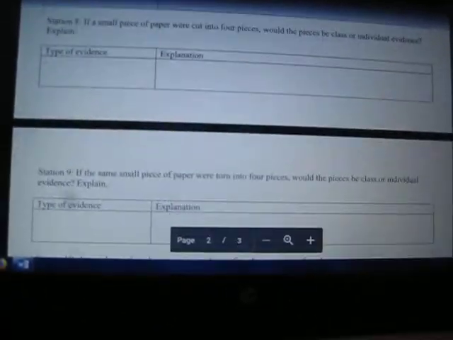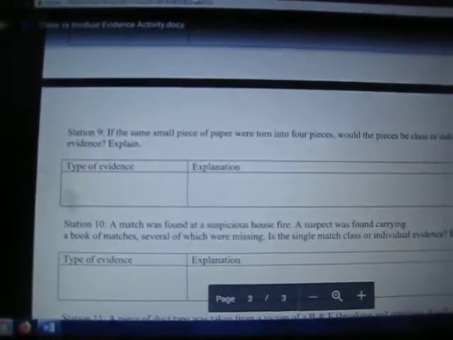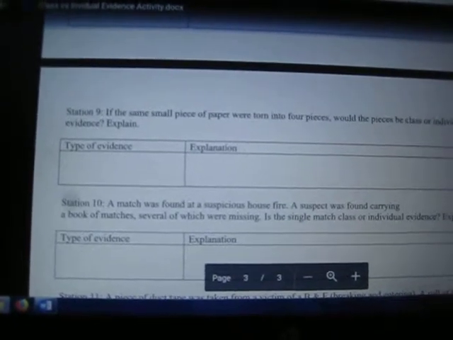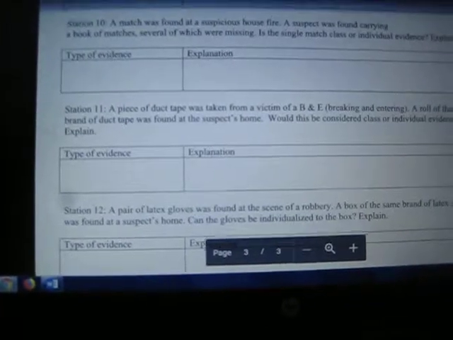If for some reason there's something missing, like it says, oh, if a small piece of paper were torn into 4 pieces, if you can't find that, then shoot me an email and I can try and figure out where else we could find the material. Piece of duct tape, pair of latex gloves.